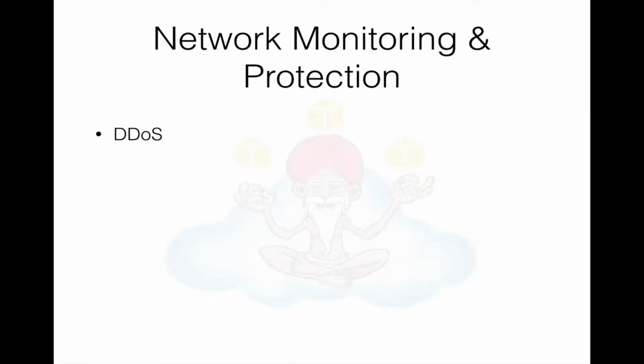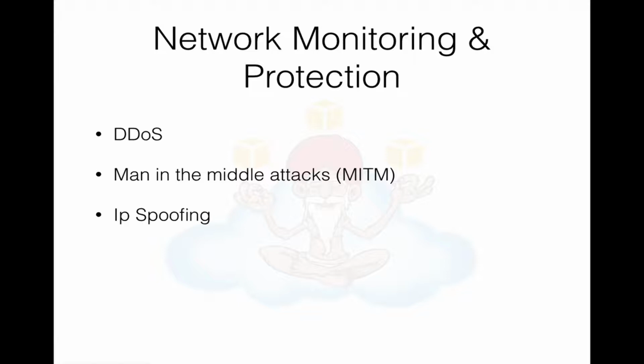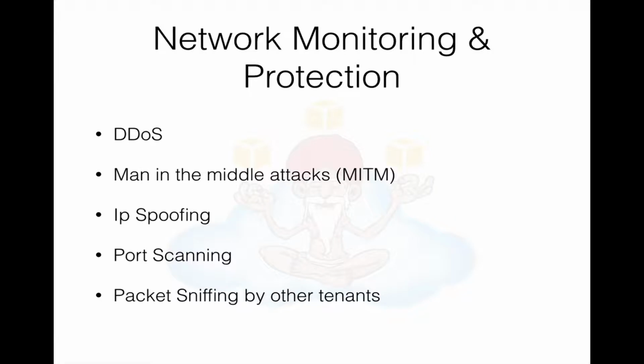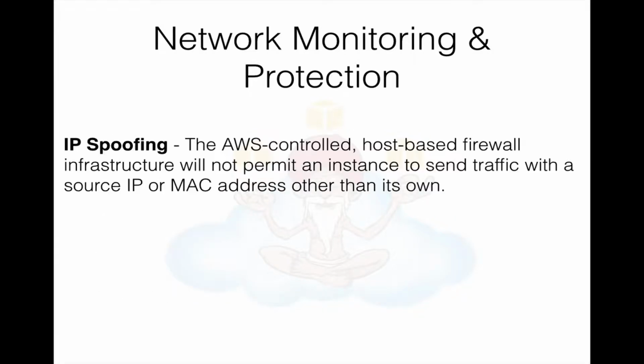Talk about network monitoring and protection. So Amazon provides by default DDoS mitigation. They do protect against man-in-the-middle attacks. They protect against IP spoofing. They protect against port scanning. We'll explore that in a little bit more detail. They stop packet sniffing by other tenants, so you can't do packet sniffing to see what's open.